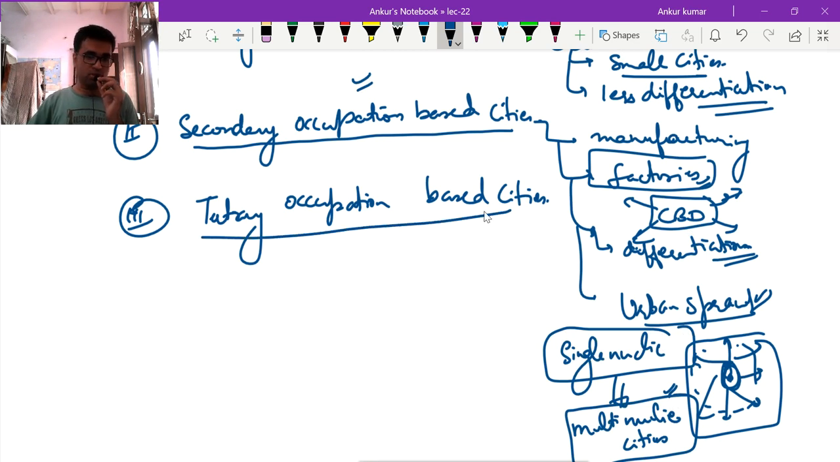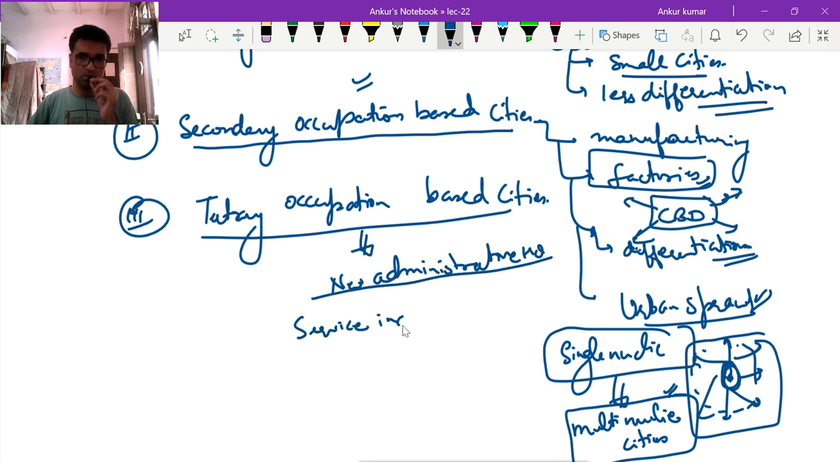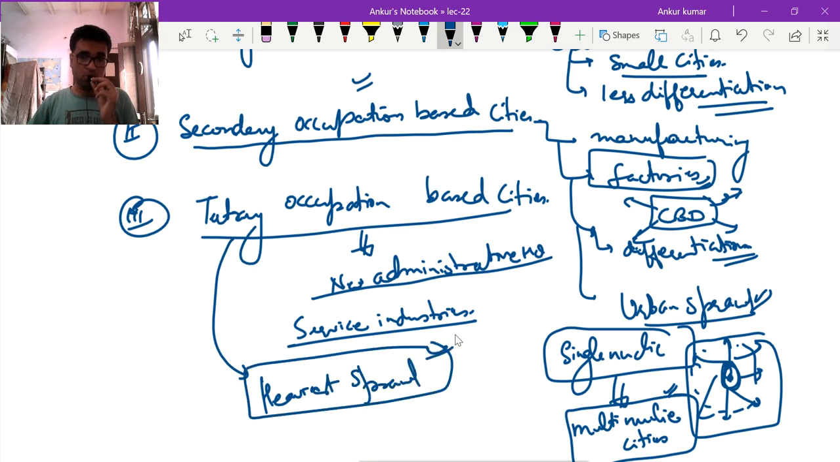Then come the tertiary occupation based cities. They were the new administrative headquarters, where new service industries got established, new service industry migrated, because of tax benefits or land acquisition benefits, right? And these cities witnessed the heaviest sprawl. Although sprawl was also happening in the secondary cities, that was very minor. However, the sprawl happened very fast and rapidly, in the heaviest manner, in tertiary occupation based cities, right?